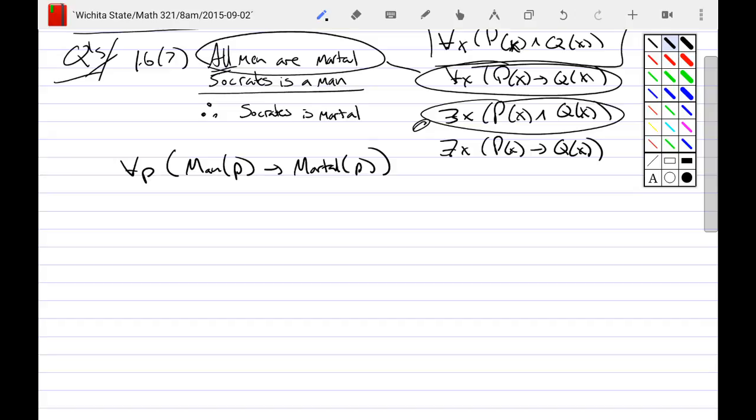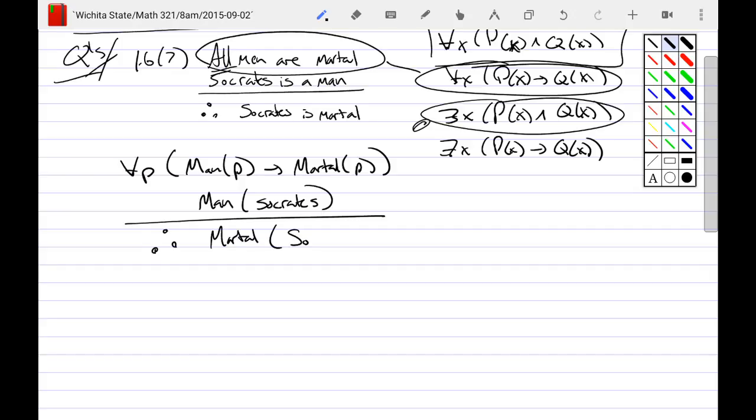What does the second one say? Man, Socrates. Socrates is a man. Hence, what does this last one say in notation? Mortal is Socrates. I suppose I'm talking like Yoda. Socrates is a man, yes. Socrates is mortal, yes. Socrates mortal.